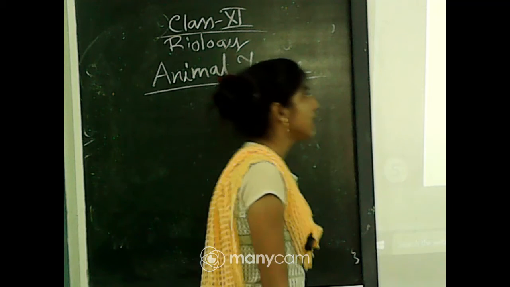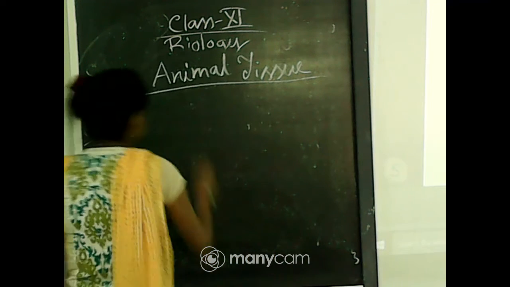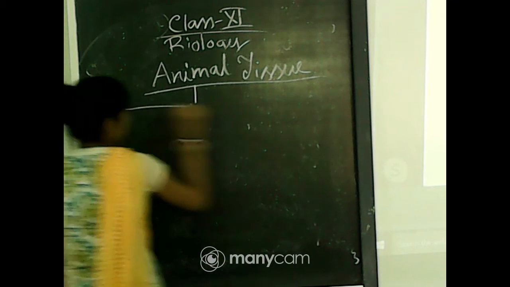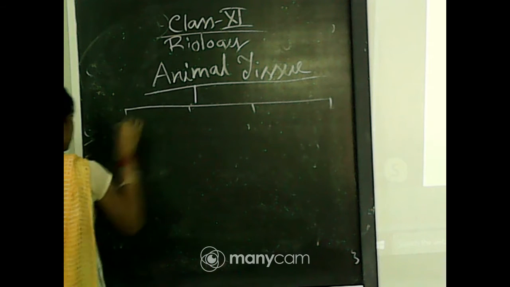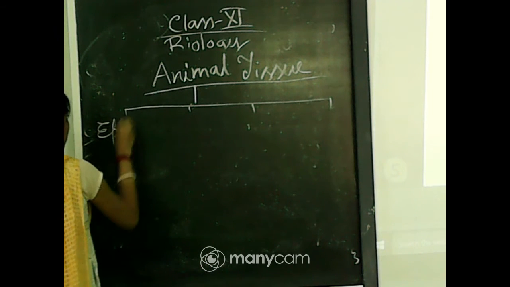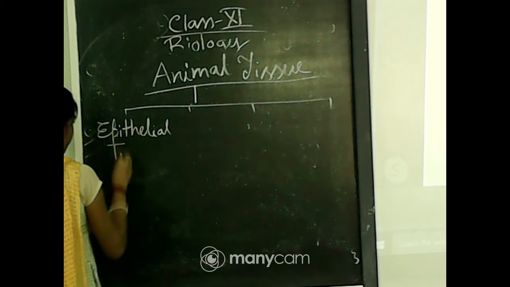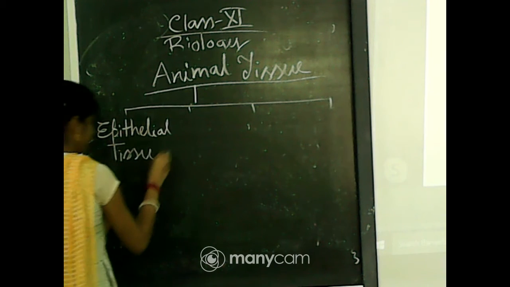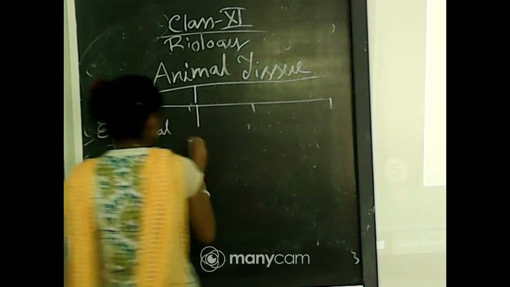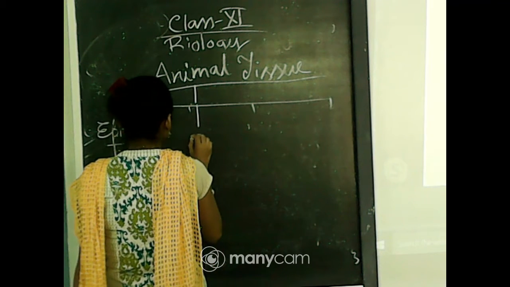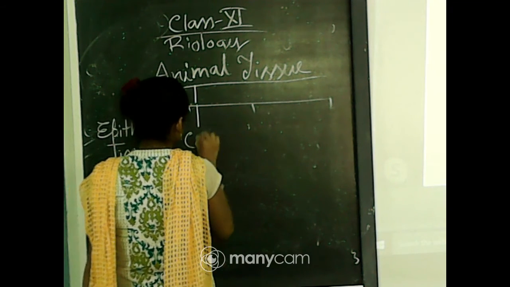In animals mainly 4 types of tissues can be found. What are they? First one is epithelial tissue. Second one is connective tissue.